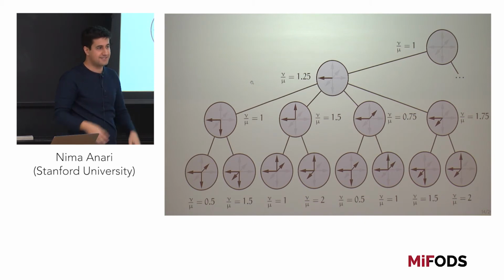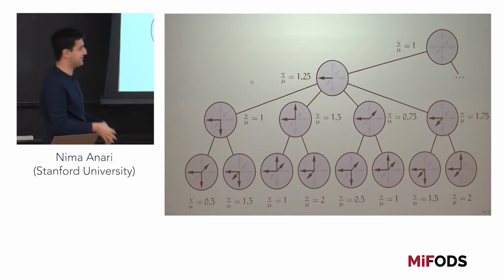Okay? So this is a very high-level sketch. I'm happy to talk about it more if you want. But this is why when you have this correlation matrix bounds, you get fast mixing.